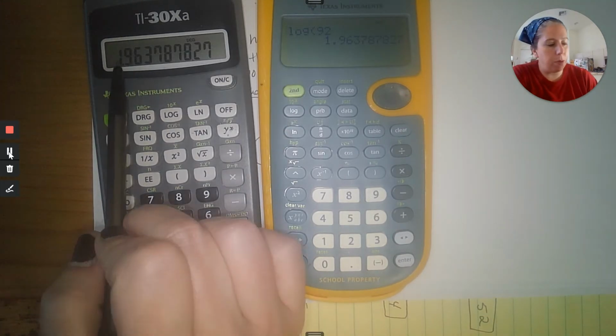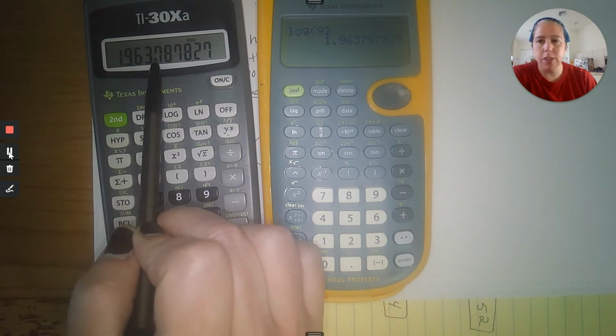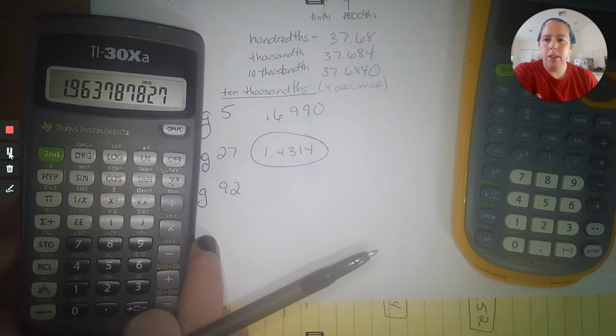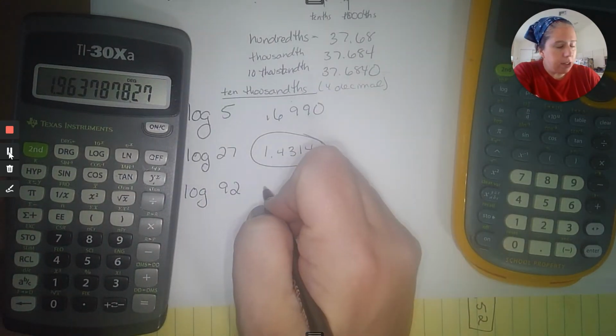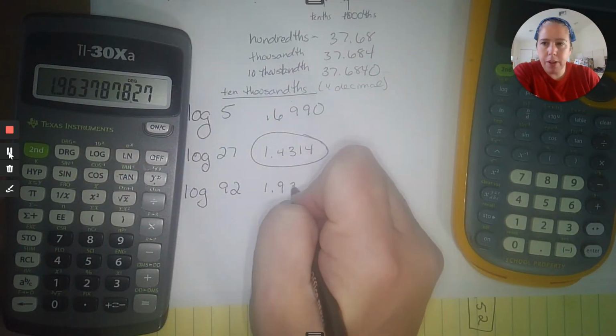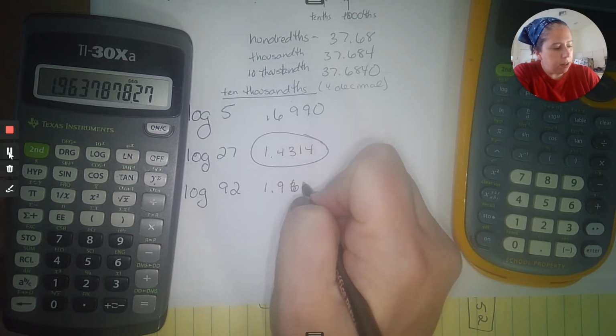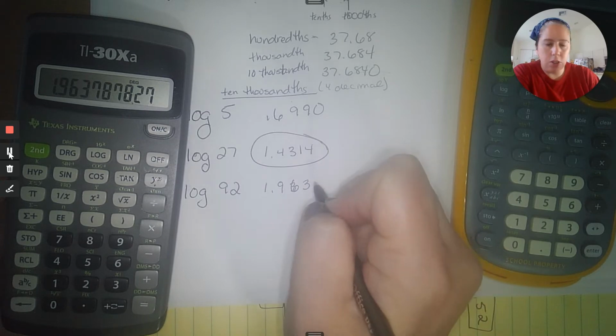So we got 1, 2, 3, 4. We're going to the 7, right? Behind the 7 is an 8. So that's going to jump up. So the log of 92 is going to be 1.6963, and then the 7 is going to jump. So that's 1.9638.